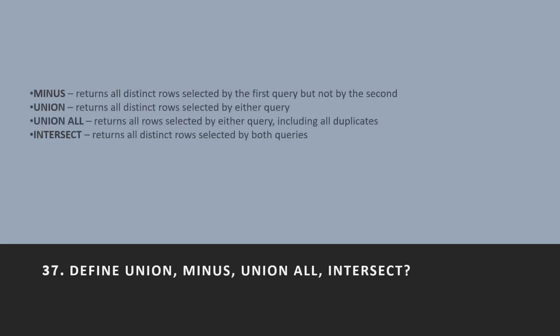Define union, minus, union all, and intersect. Minus returns all distinct rows selected by the first query but not by the second. Union returns all distinct rows selected by either query. Union all returns all rows selected by either query, including all duplicates. Intersect returns all distinct rows selected by both the queries.